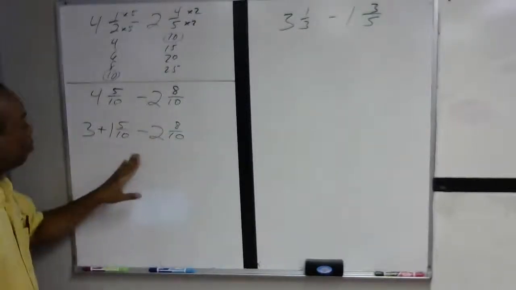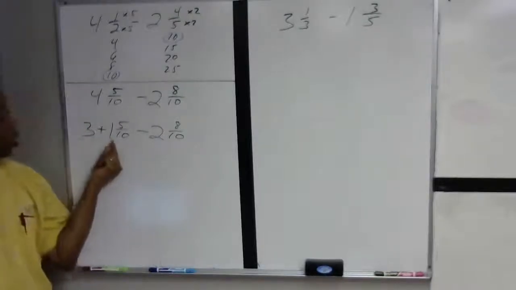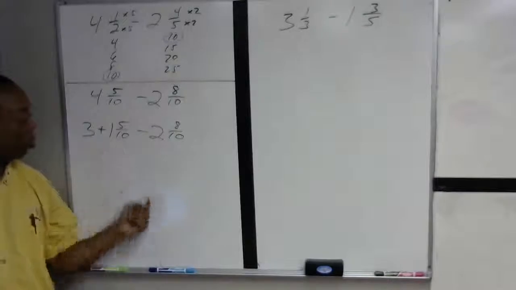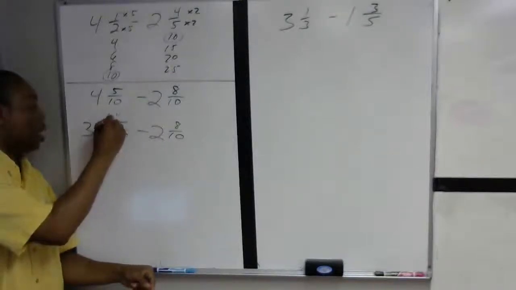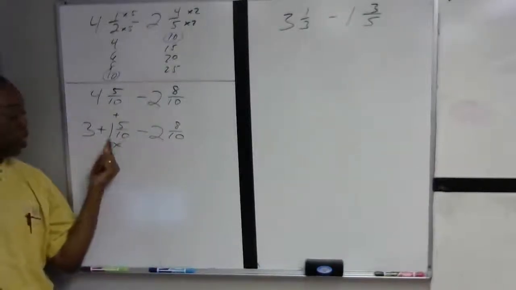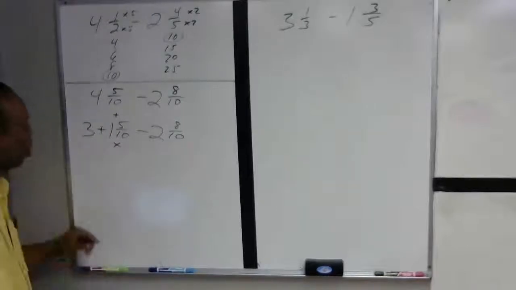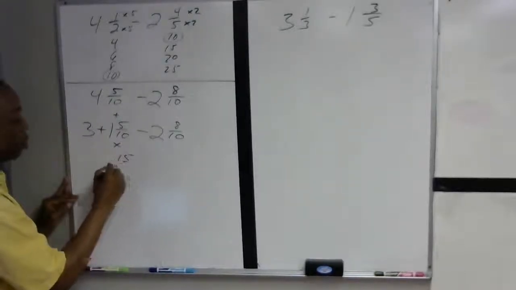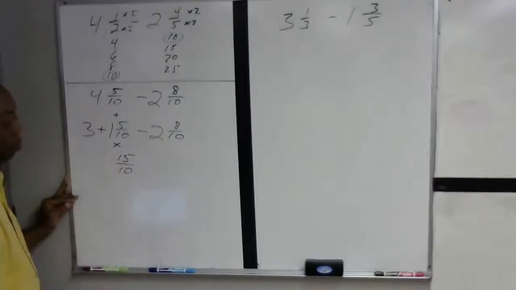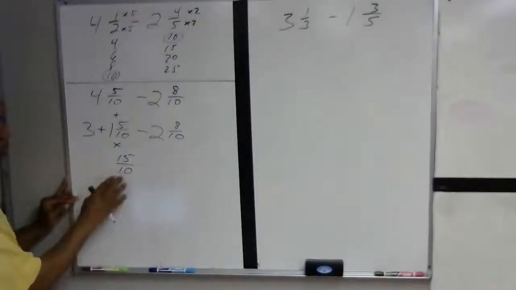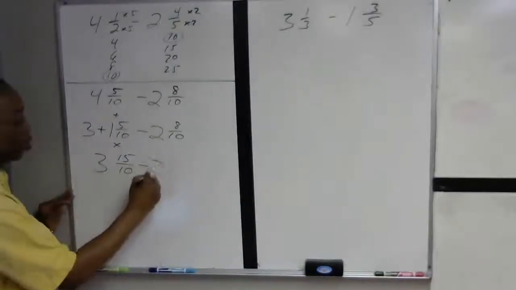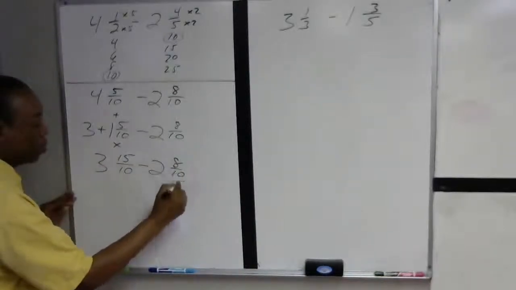Okay, now that we have the 1 here, this is a mixed number. We're going to turn this into an improper fraction. We're going to use multiplication and adding. So we multiply 10 times 1 and then add 5. 10 times 1 is 10, plus 5 more is 15 over 10. Once we have our improper fraction, everything else just comes down. The 3, the minus, the 2, and the 8 tenths.